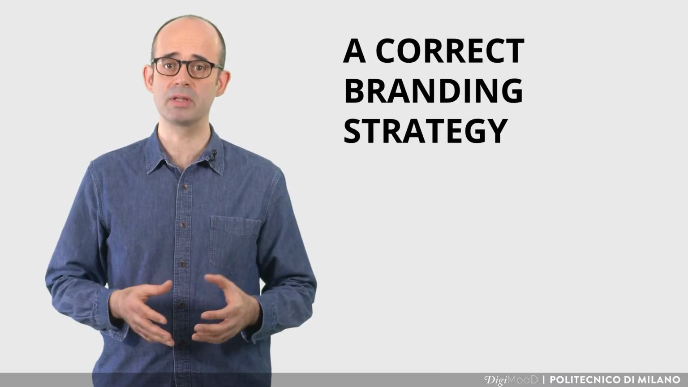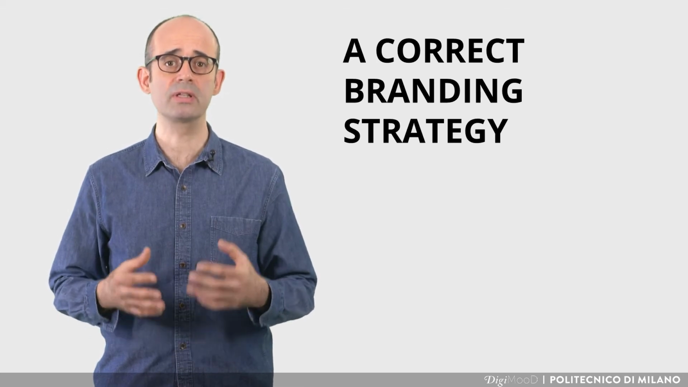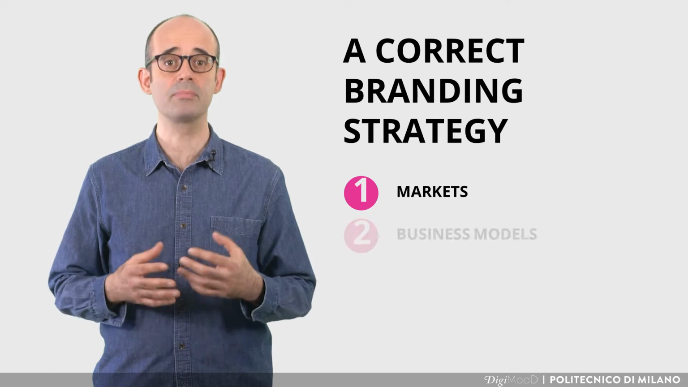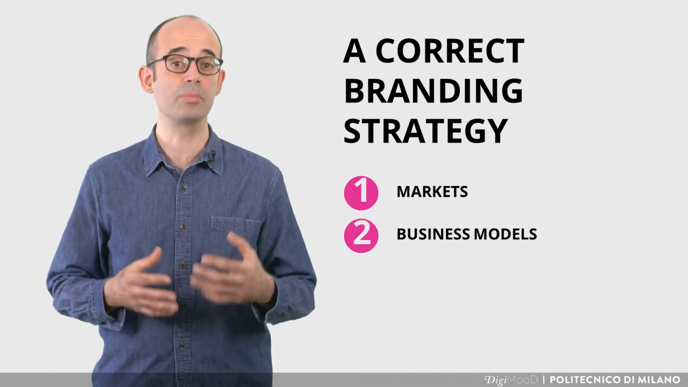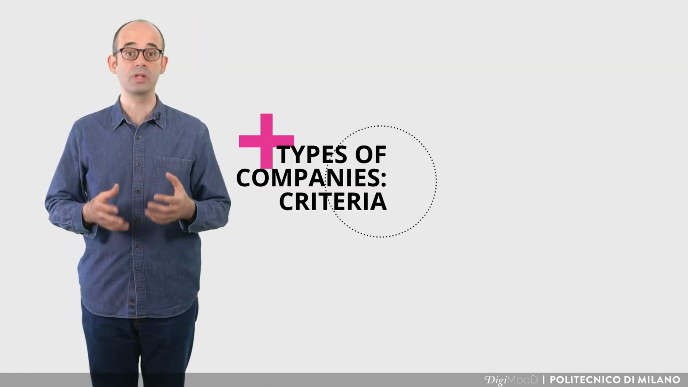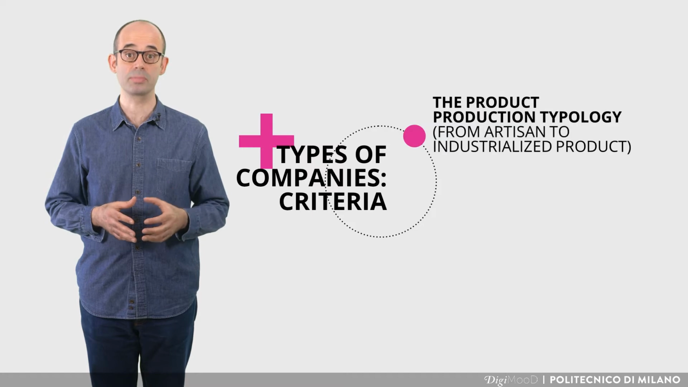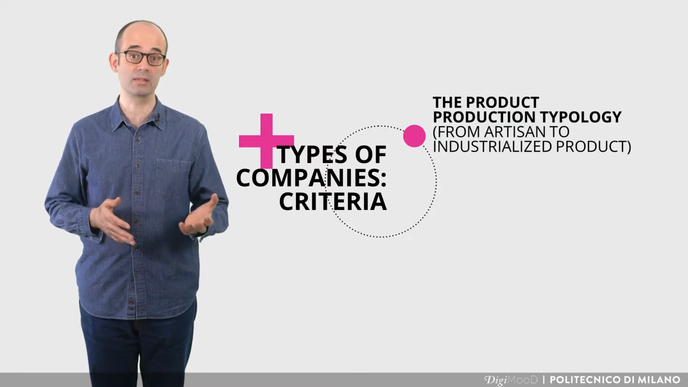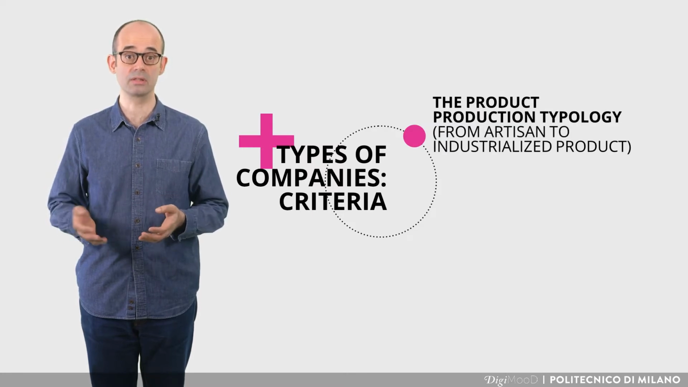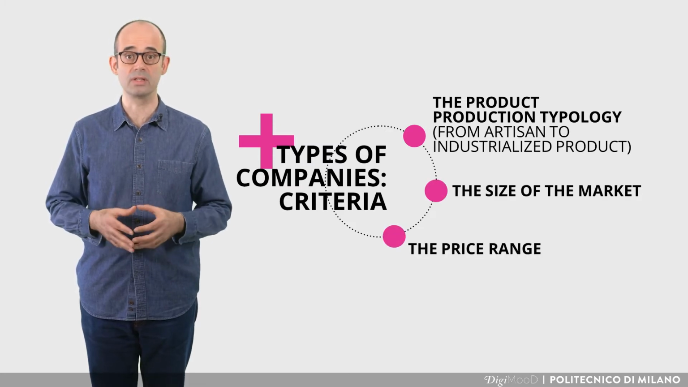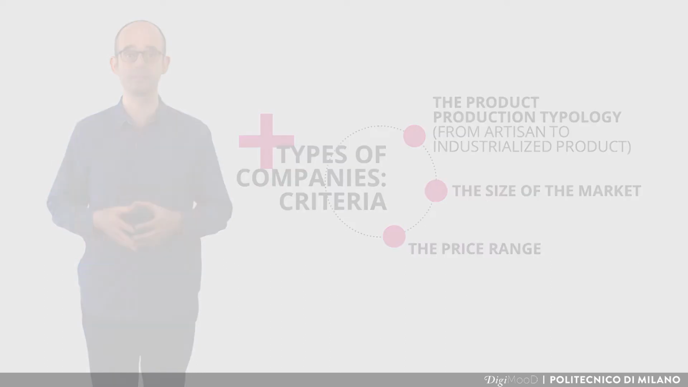The first element to consider to define a correct branding strategy is the understanding of the market and the business models to which a company refers. Within the fashion system, we can identify different types of companies according to the product production typology, from artisan to industrialized product, the size of the market, and last but not least, the price range.